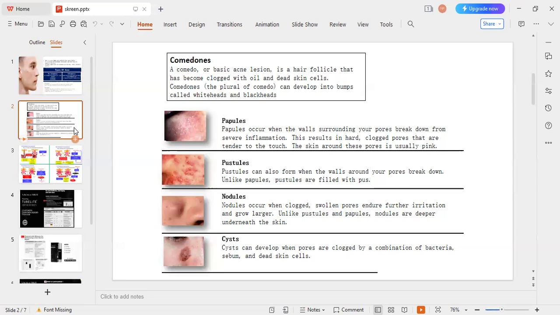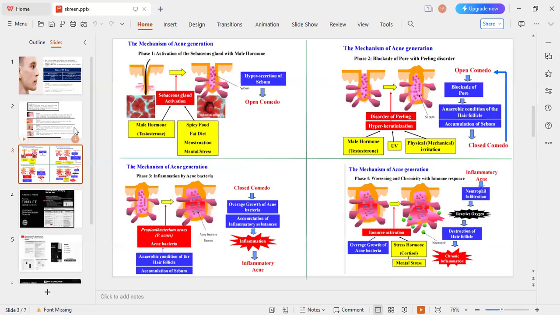So under non-inflammatory, we have blackheads and whiteheads, and under inflammatory acne, we have spoken about papules, pustules, nodules, and cysts. Now we've explained the different types of acne, but how does acne come? What is the reason for such acne generation, or what is the mechanism of acne generation, which we'll understand in the next slide.